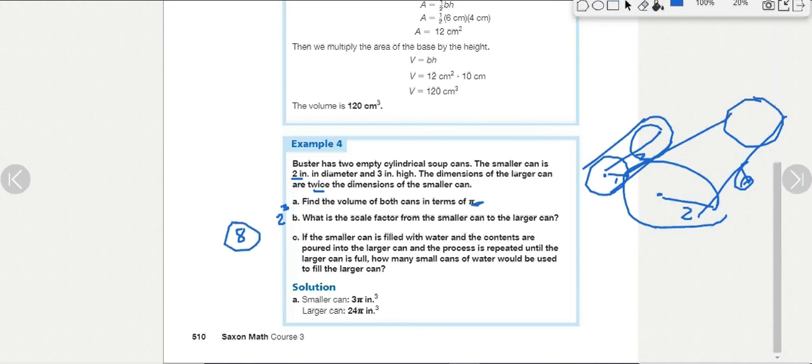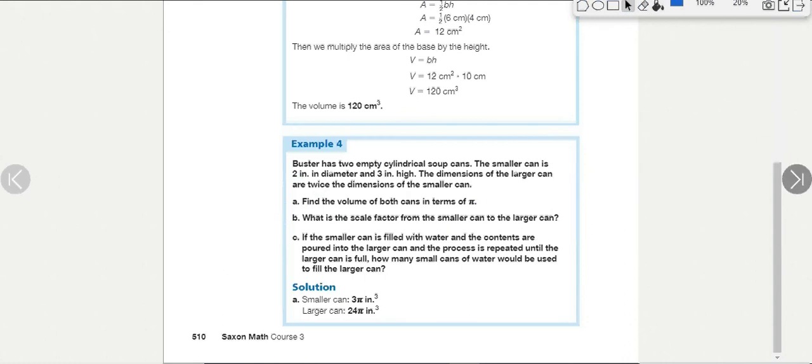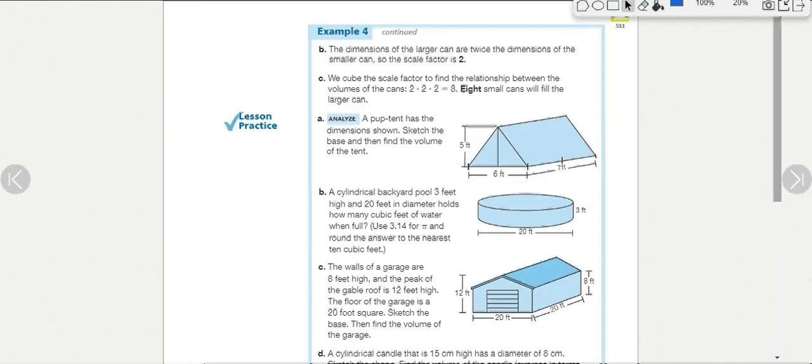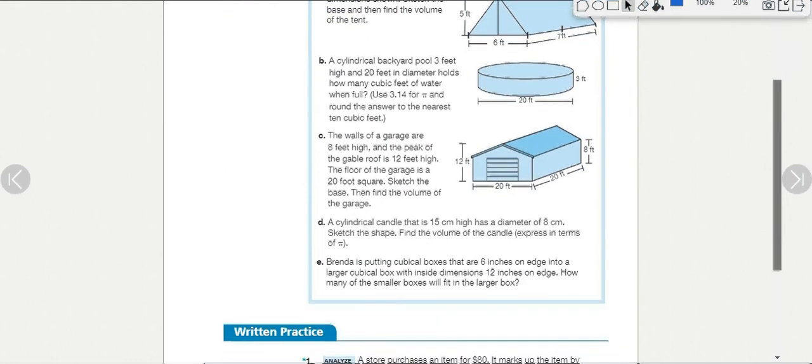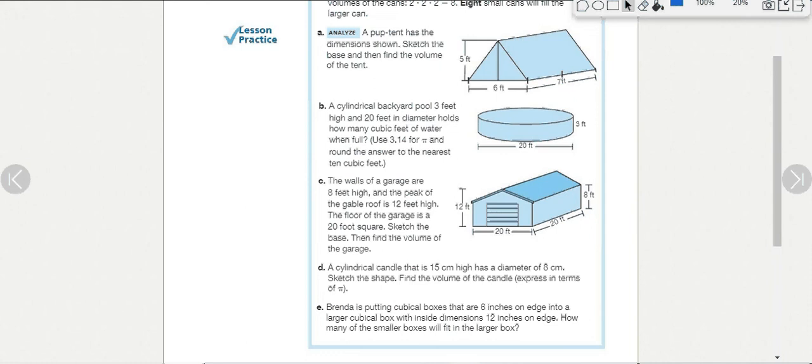If the smaller can is filled with water and the contents are poured into the larger can and the process is repeated, how many small cans would be used? 8, right? Let's find out how well I did. That's what they're asking. Scale factor, yep. Scale factor for volume is 8. Just straight up scale factor is 2. Why don't you try the garage one, letter C, and then the candle one, letter D.